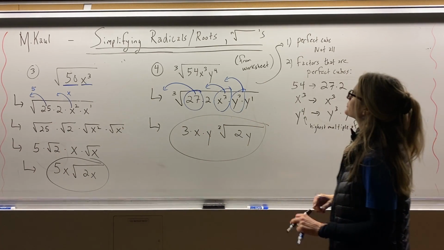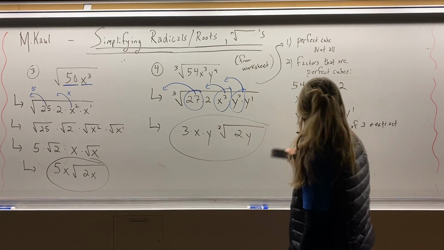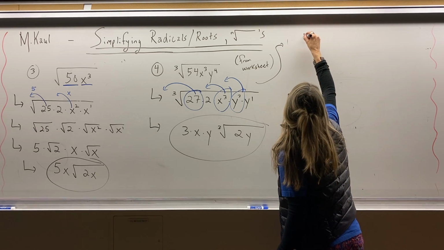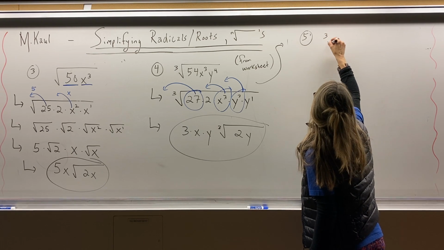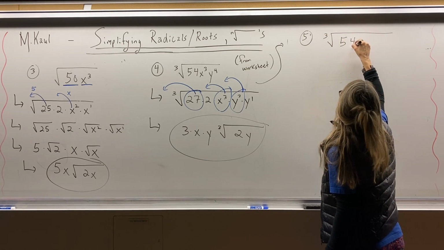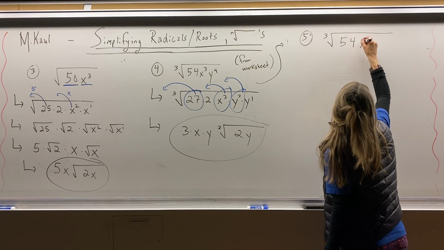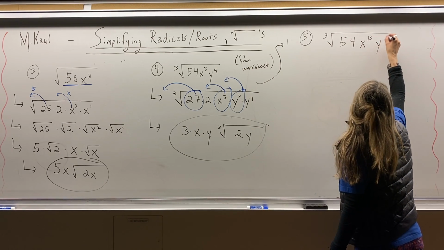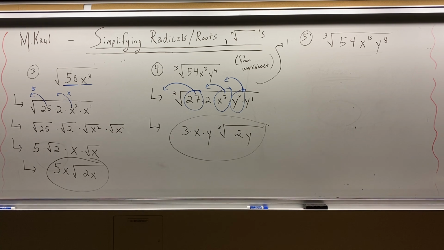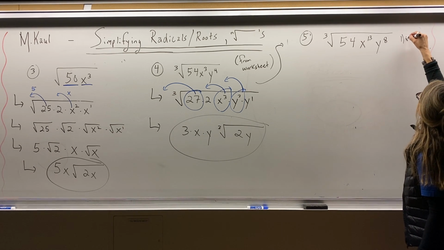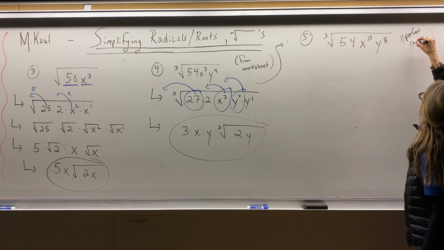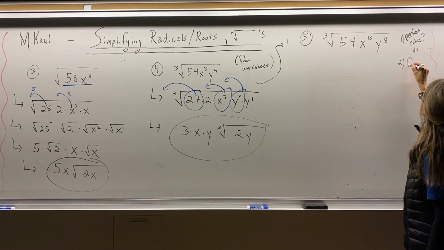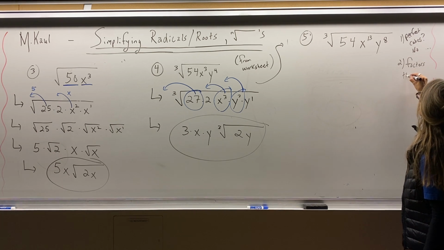Let's add a little twist here. Why don't we make these exponents a little different, some higher numbers. So let's go ahead and simplify this piece. Let's take the cube root of 54, but let's make this x to the lucky 13 and y to the 8. All right, so what we want to do, again, the same system: is it a perfect root? Okay, no. Two, the factors that are perfect cubes.